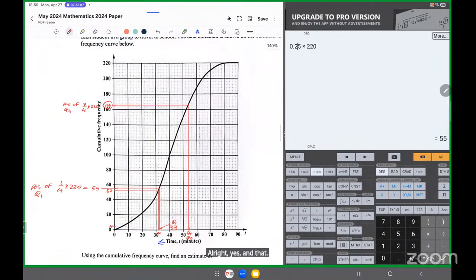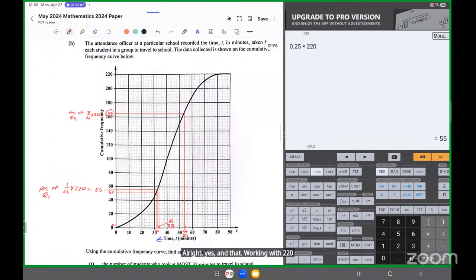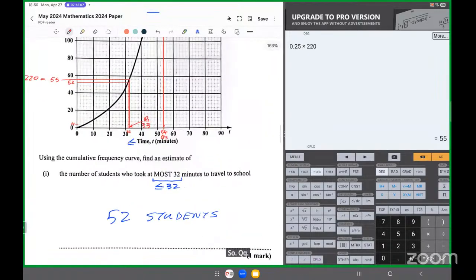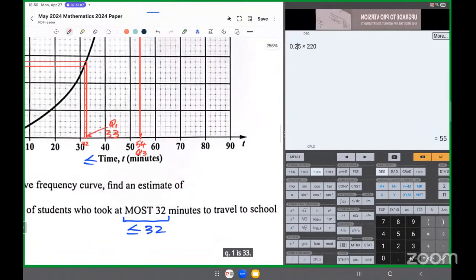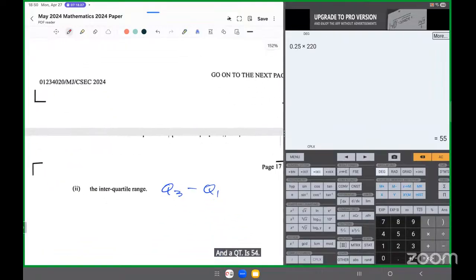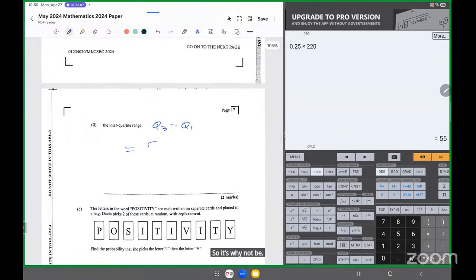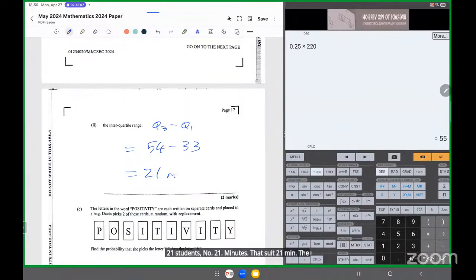All right, working with 220 students. Don't write these numbers, but anyway, that is it. So the Q1 is 33 and the Q3 is 54. So it's going to be equal to 54 minus 33. What is that? 21? 21 students. No, 21 minutes. Not students, 21 minutes. The data is in minutes.